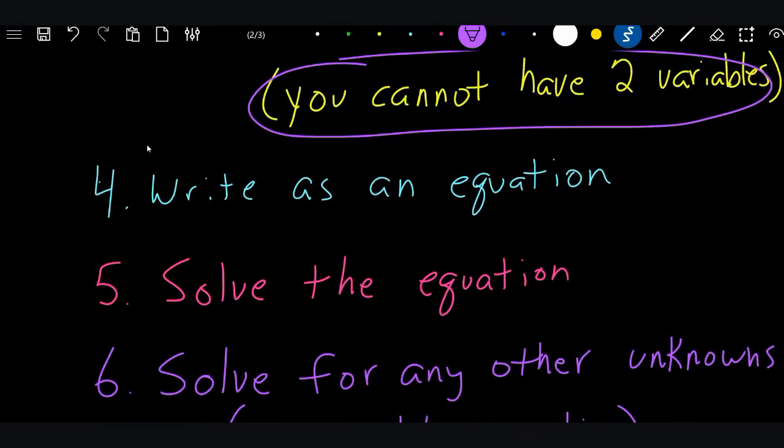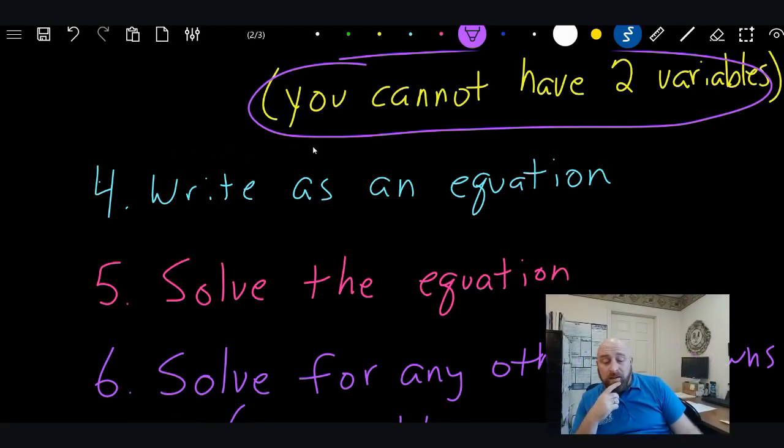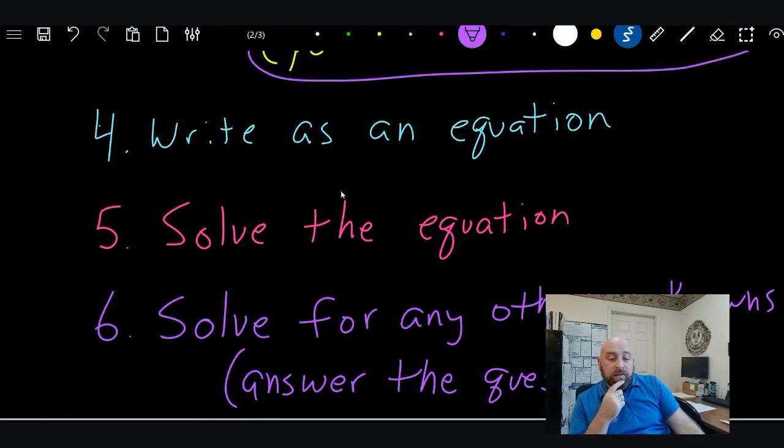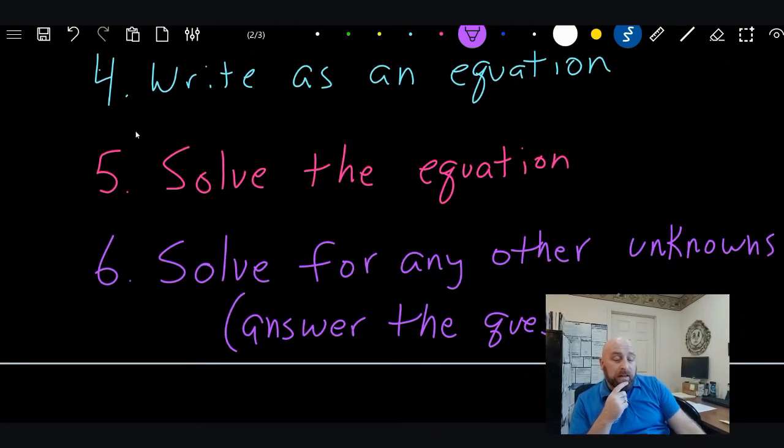All right, number 4. Write it as an equation. So basically, in other words, it was given to you in words. We're going to determine what's the x, what's the equals, what are the different pieces, and then we're going to put the pieces together and make it look like an equation. Step number 5, this is the step that we've been working on the last few weeks. Solve the equation. Okay, and you should know how to do that by now.